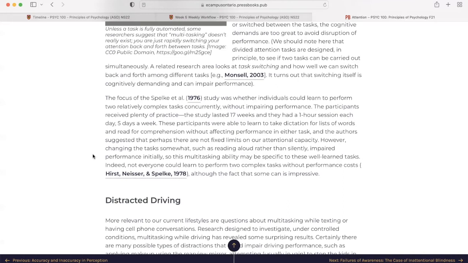However, changing the task somewhat, such as reading aloud rather than silently, impaired performance initially, so this multitasking ability may be specific to these well-learned tasks. Indeed, not everyone could learn to perform two complex tasks without performance costs, although the fact that some can is impressive.